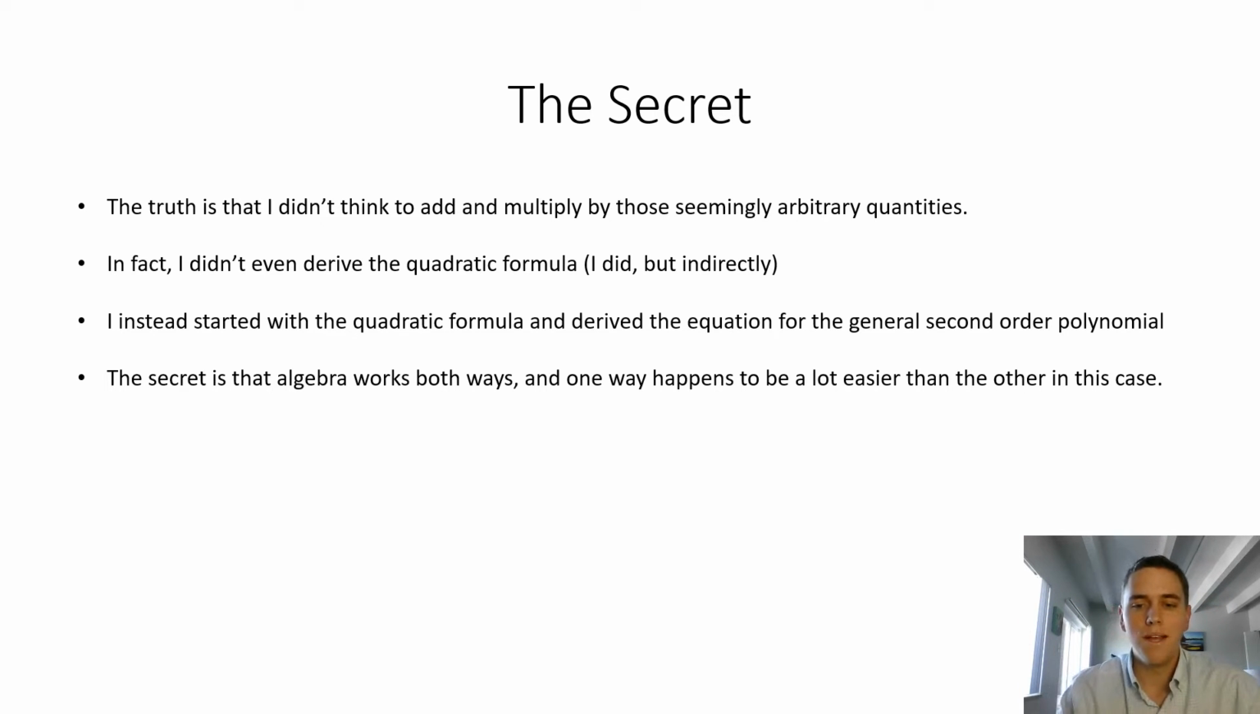What I did was start from the quadratic formula being fully formed, and then derive the polynomial equation. So I actually did it in reverse and then just switched the order at the end. Let's take a closer look at this. Algebra works both ways, and in this case, going from the polynomial equation to the quadratic formula is really difficult. But going from the quadratic formula to the polynomial equation is actually really easy. So let's take a closer look.